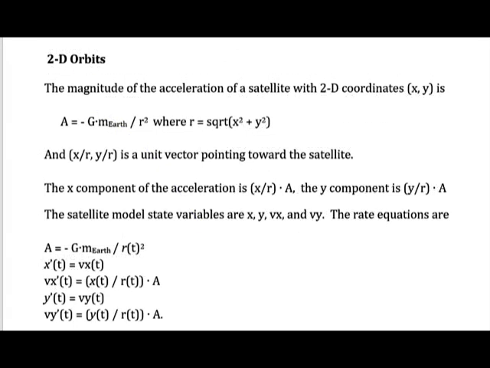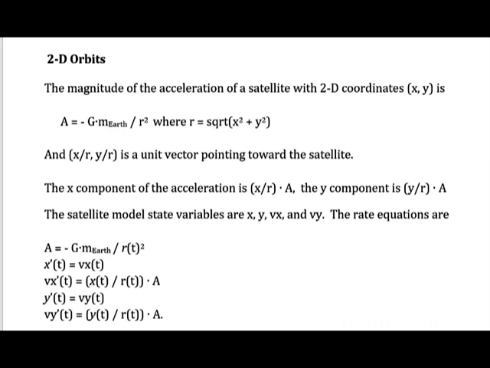Next, orbits. The state variables for a falling or orbiting object in 2 dimensions are its position coordinates, x and y, and its x and y velocities, which we'll denote by vx and vy. With the Earth at location 0, 0, the distance from the Earth to the satellite is given by r, where r equals the square root of x squared plus y squared.